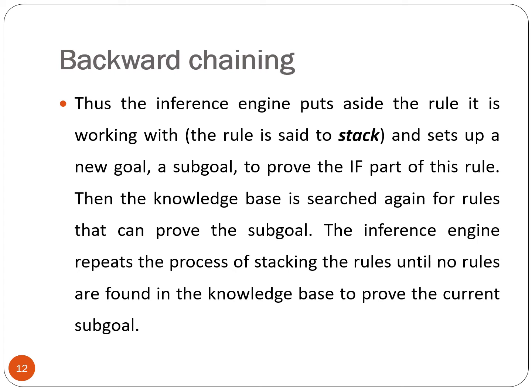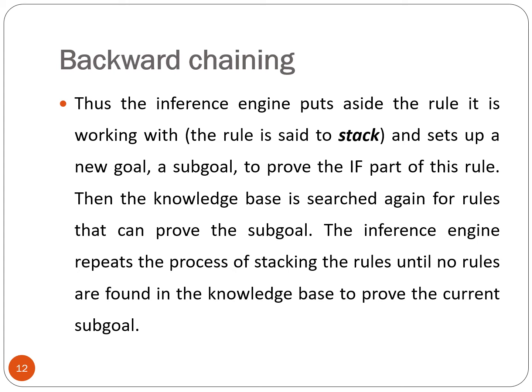What does the inference engine do if it cannot find the goal after going through all the rules? It will put aside the rule it is working with, where the rule is seen to be stuck, meaning it doesn't have the goal. And it sets up a new goal, called a sub-goal, to prove part of this rule.